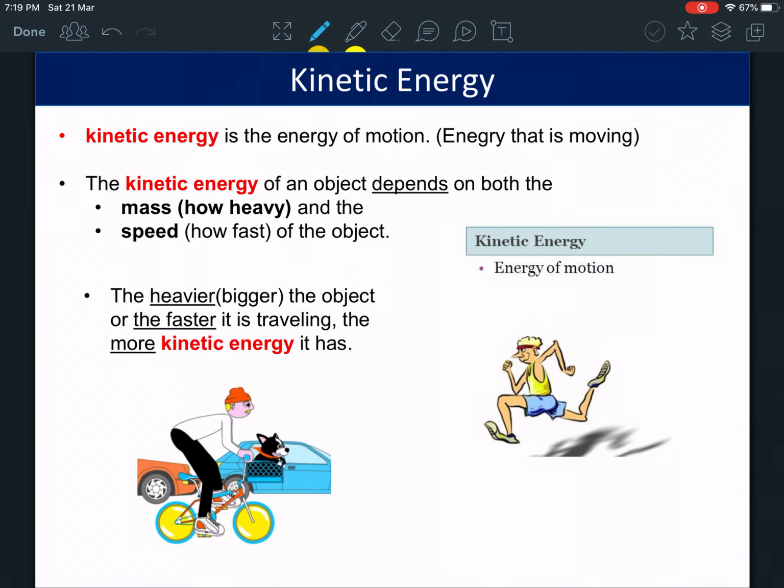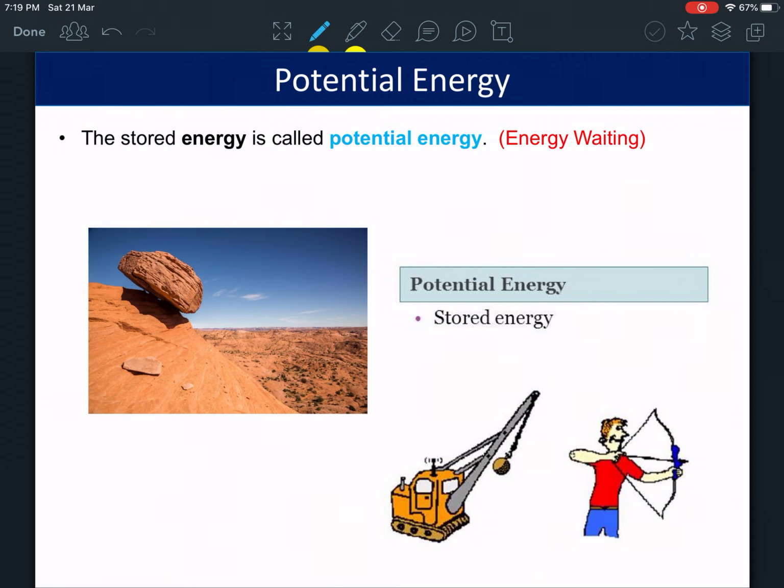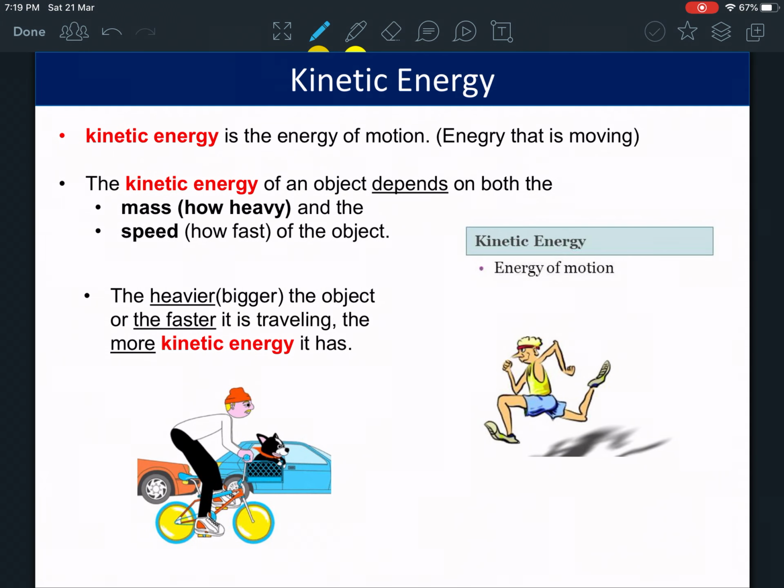Now, what we're going to be learning about here is kinetic energy. So this is a kind of energy. There are two main kinds of energy, kinetic and potential. Kinetic energy is energy in motion, energy that is moving. Anything that's moving, we say it has kinetic energy.